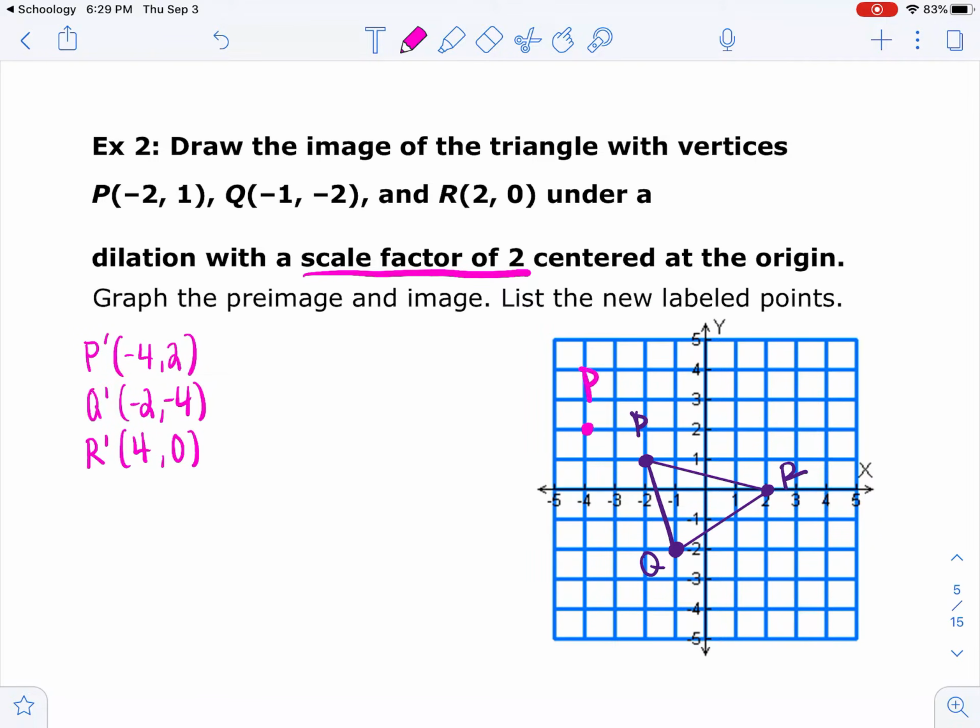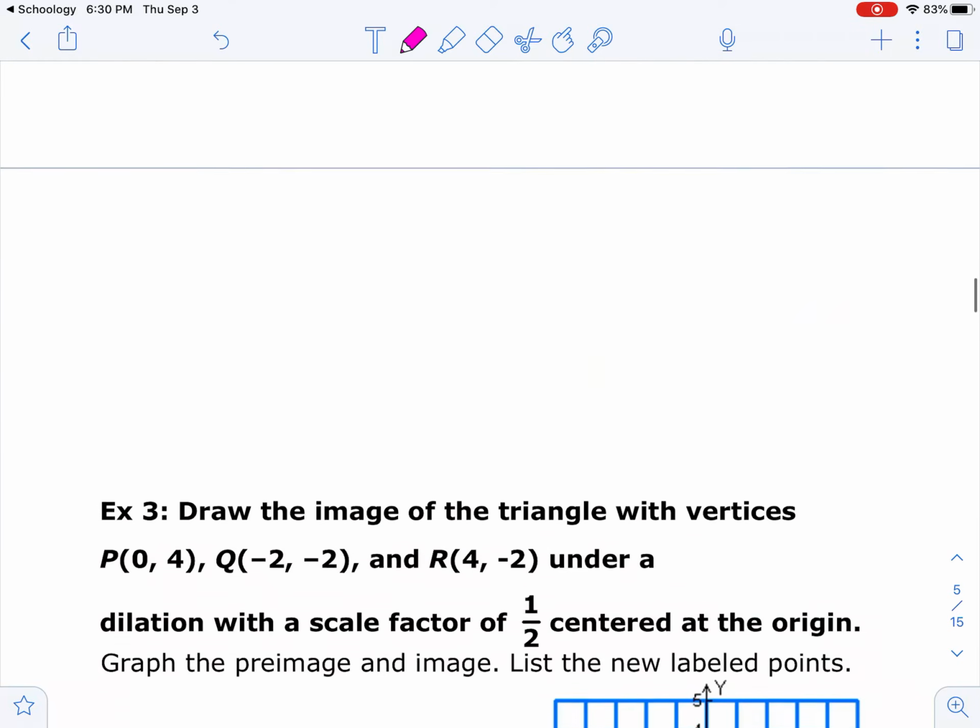Okay, graph this. -4, 2, that's P prime. -2, -4, that's my Q prime. And then 4, 0 is my R prime. So if you look before I connect these, because I'm going to erase what I'm about to do, if I connect P to P prime, it will connect to the origin also still. R to R prime, origin, Q to Q prime, origin. So notice it's expanding from the origin. All right, go ahead and connect your points. And there's your dilation.